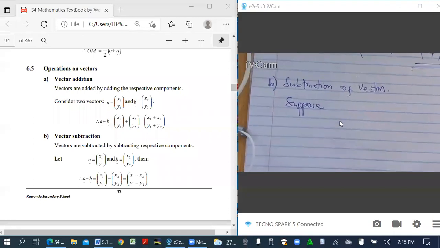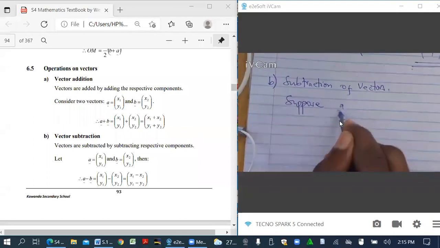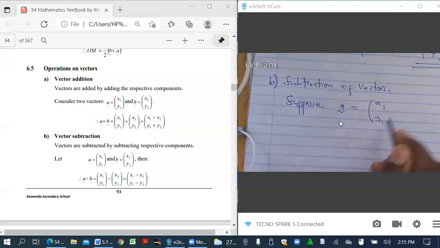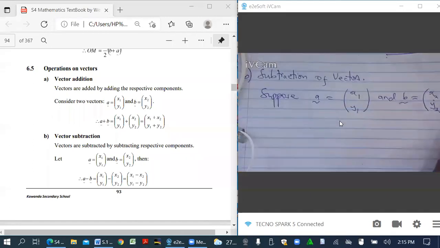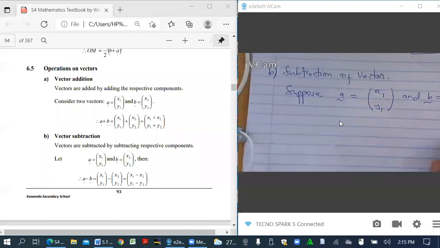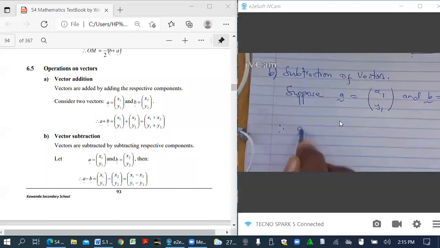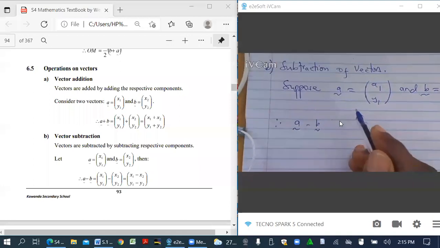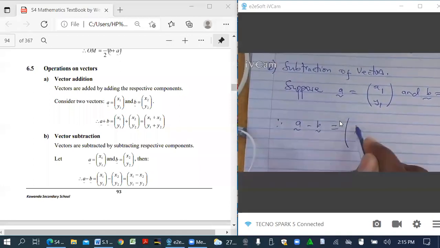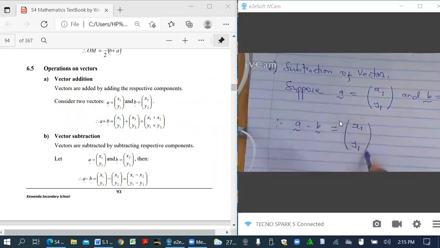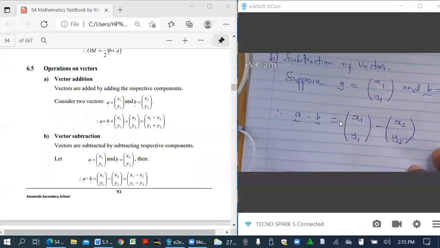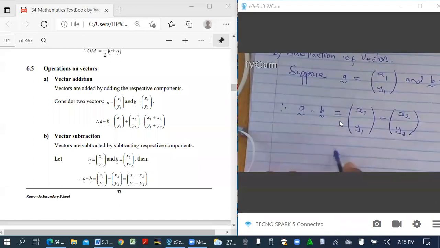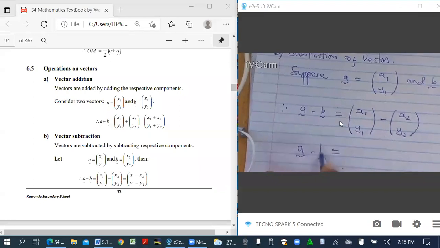All right. So we are saying suppose A, we are using the same example, A is equal to X1, Y1, and B equals X2, Y2, like you are seeing from the notes there, right? So we are saying A minus B will give us X1, Y1 minus X2, Y2. Are we together? Yes.